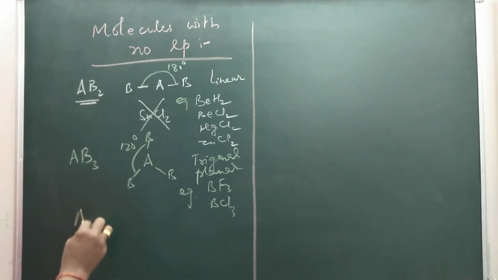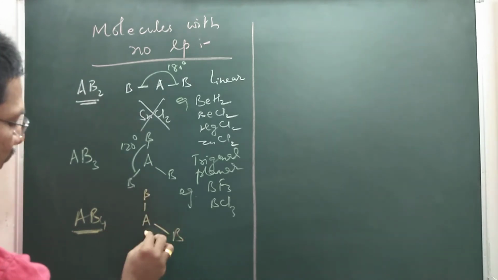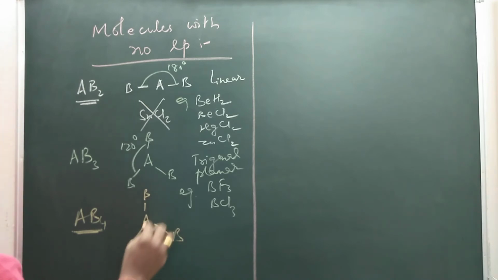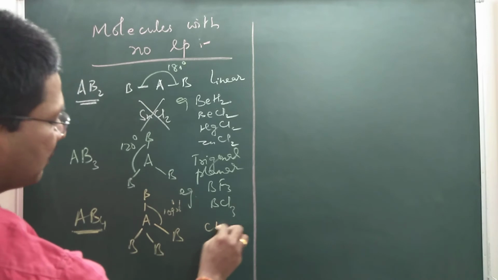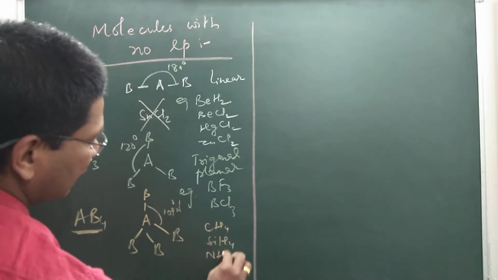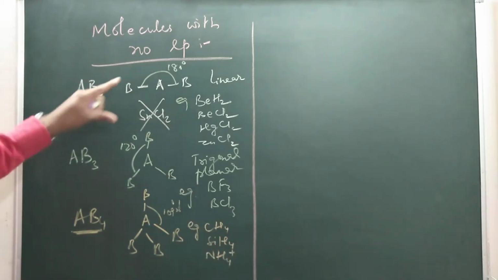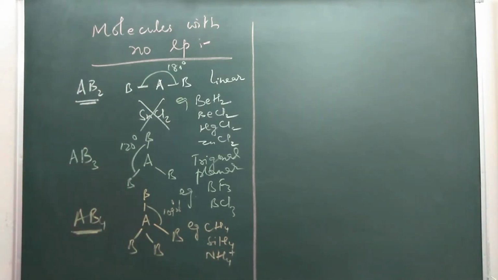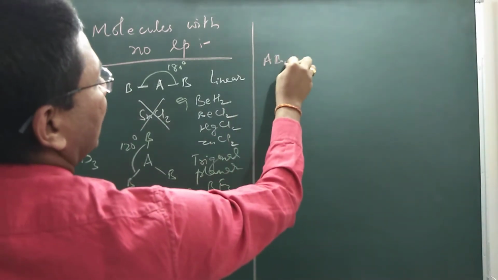Next is AB4 type. The arrangement of AB4 type is tetrahedral, and the bond angle is 109 degree 28 minute. Examples are methane, silicon hydride, even ammonium ion, NH4 plus. These are the examples of AB4 type. All these structures have no lone pair. Keep this in mind.